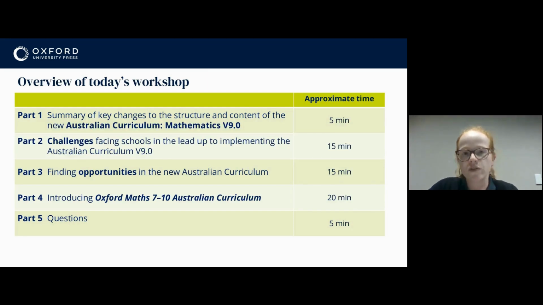So to give you an overview of what we'll be looking at today, we'll start off with a summary of the key changes to the structure and content of the new Australian curriculum for mathematics version 9.0. And then we'll have a look at some challenges facing schools in the lead up to implementing the Australian curriculum. And then we'll flip those challenges into opportunities. After that, I'll introduce you to Oxford Maths 7 to 10 for the Australian curriculum. And we'll have some time at the end for questions.